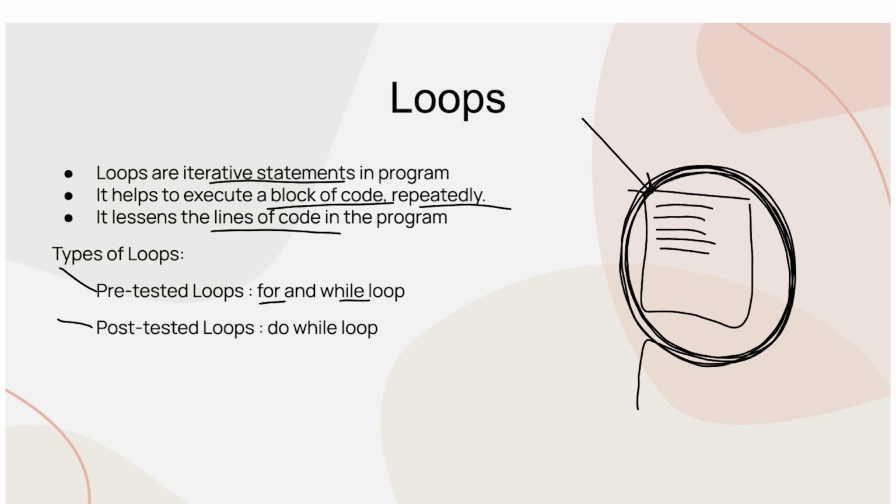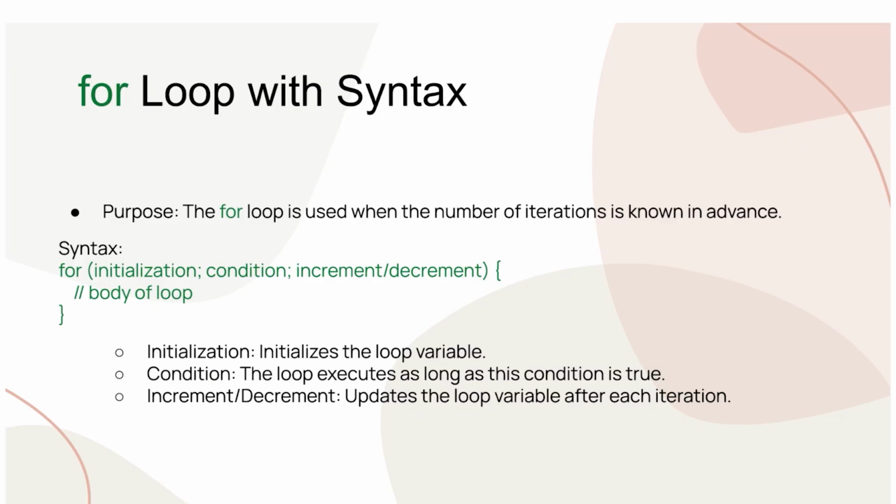We will not let it execute the block and it will continue with the rest of the code. However, the post-tested loop, which is the do while loop, says that I will execute my block at least once, and for the next iteration I will test the condition. If the condition is true, I will continue with the next iteration again. But if the condition is false, I will take the control out of the loop and continue with the rest of the code. So these are two main types, pre-tested loop and post-tested loop. Let us begin with the first pre-tested loop, which is the for loop.